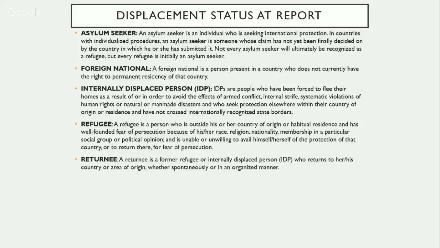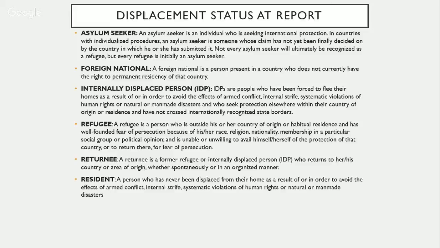Returnee. This is a former refugee or internally displaced person who returns to her or his country or area of origin, whether spontaneously or in an organized manner. Resident. This is a person who has never been displaced from their home as a result of or in order to avoid the effects of armed conflict, internal strife, systematic violations of human rights, or natural or man-made disasters.